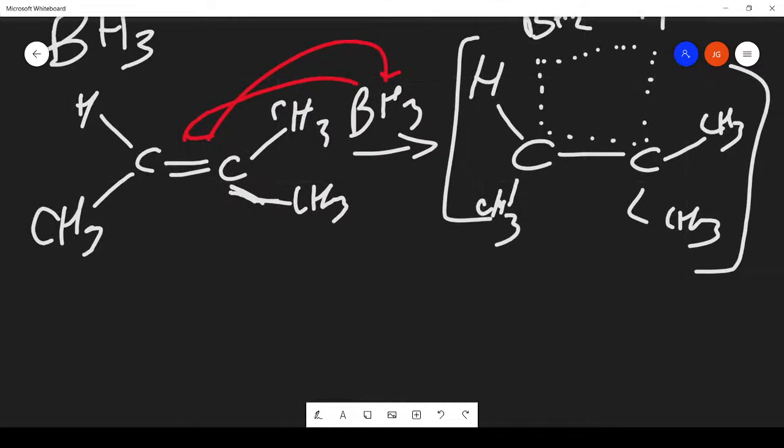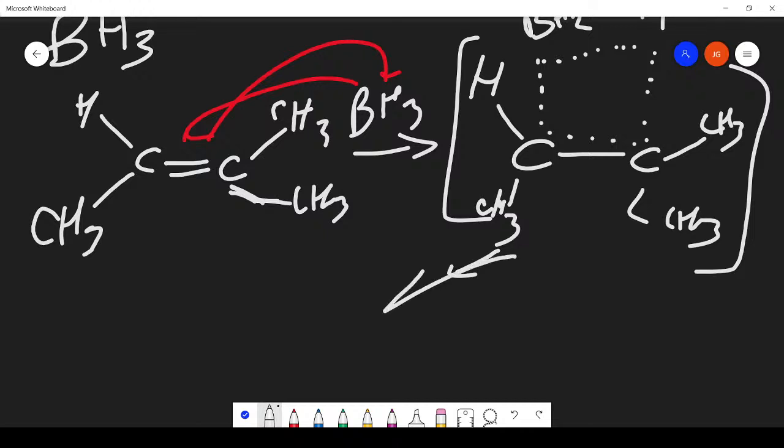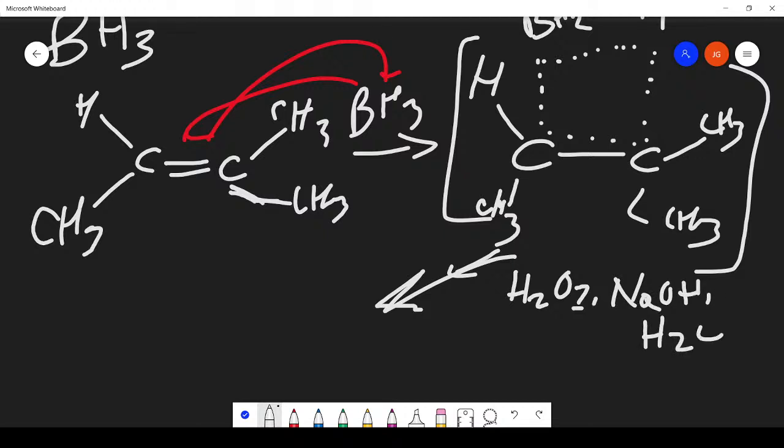And what we're going to get from that is, I genuinely do not believe that any professor is ever going to make you do this whole step reaction. So just know that once you add this BH3, you add H2O2, NaOH, and water, and you will get your anti-Markovnikov substitution.